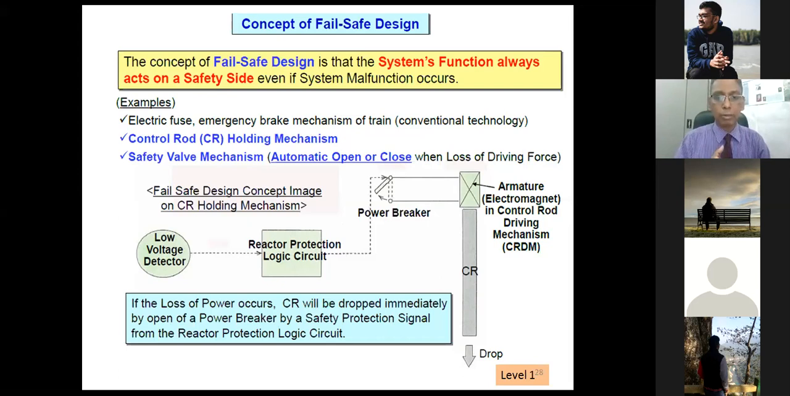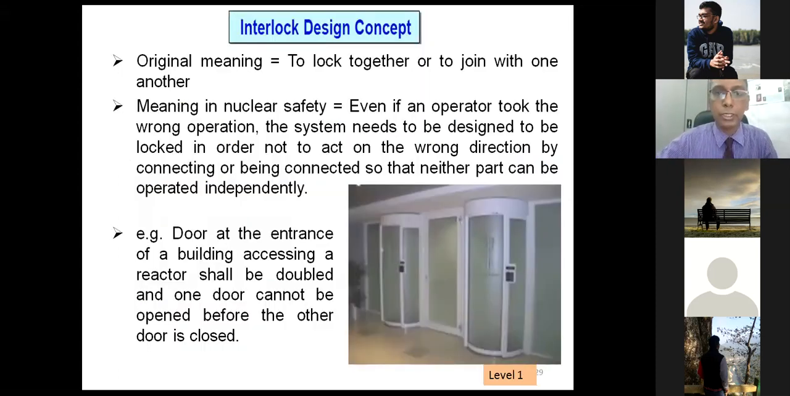Again, the power breaker system or others like the control logic or the protection logic system, automatic doors, and many other things are included here. I just give the example here about the controller. Another thing is the interlock design concept. There are two doors. If one door is open, the other door will not open until it is closed. So that is called the interlock design concept.